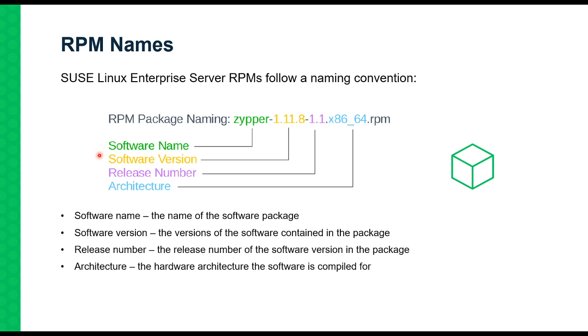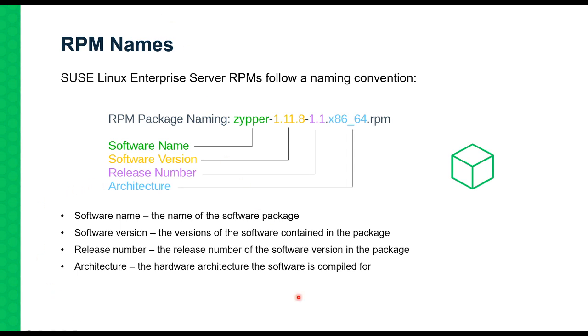Then we have the software version, and that's the version of the software contained in the package. Then we have our release number, and that's the release number of the software version in the package. Then we've got the architecture, and that's the hardware architecture the software is compiled and designed for.